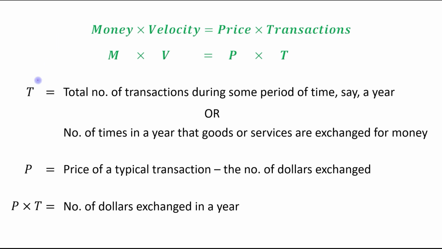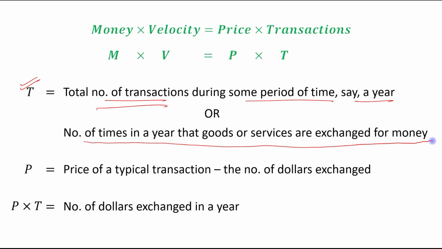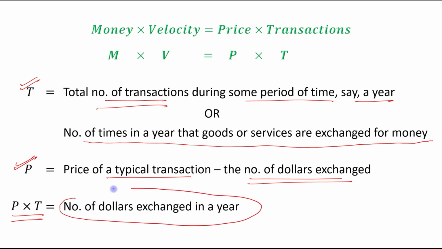Let's look at this once again. T refers to the total number of transactions during some period of time, say a year, or you can say that the number of times in a year goods or services are exchanged for money. When we talk about P, it is the price of a typical transaction, basically the number of dollars exchanged in that transaction. And when we are talking about price times transaction, it is the total number of dollars exchanged in a year.